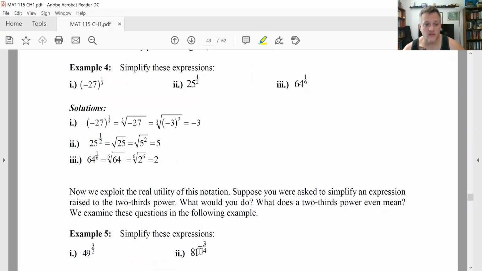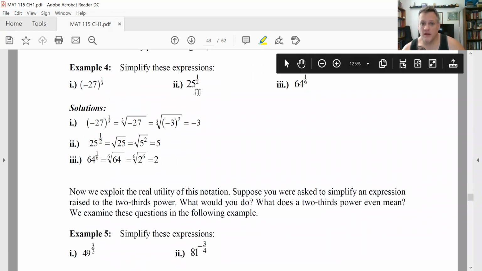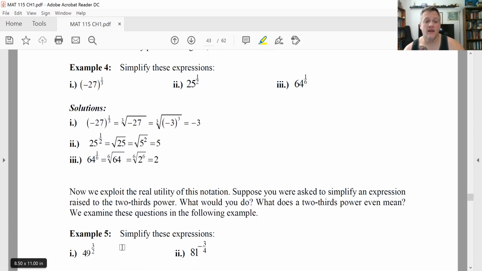All right, so let's look at these. We talked about fractional exponents where the numerator was always 1. Well, now what if it isn't? Right, so what does it mean to talk about 49 to the 3/2? Let's actually look at that.